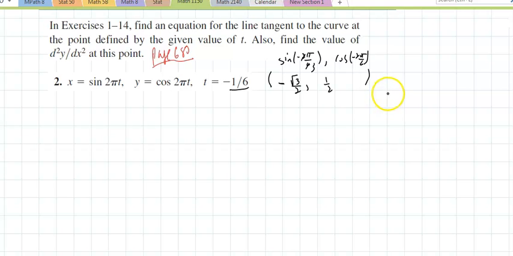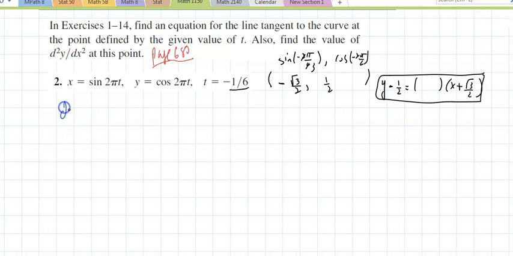So I know my equation for the line is y minus y1 equal m times x minus x1. If I could figure out what the slope of the tangent is and plug that in, I'm done. How do I find the slope of the tangent? If you want to find dy dx, the easiest way is that y depends on t. No need to write that, I'm just writing that for your notes. That will be negative the sine of 2 pi t times 2 pi.